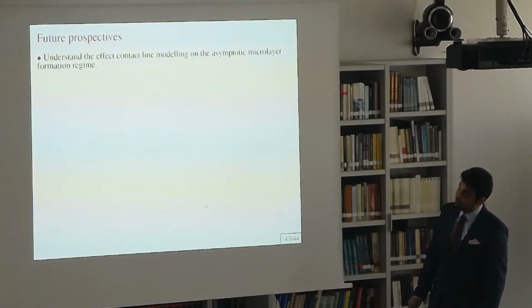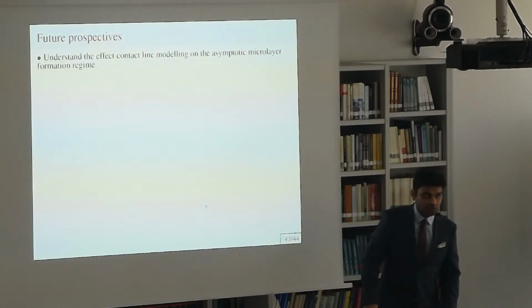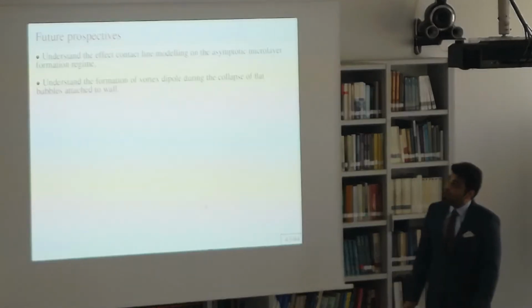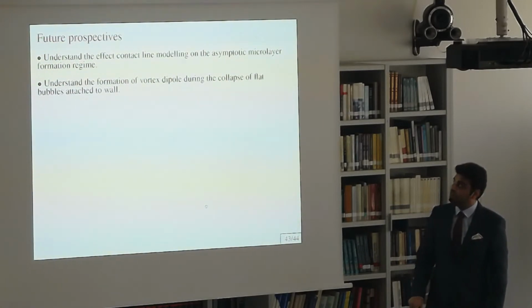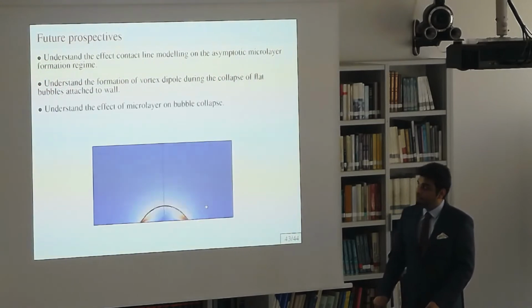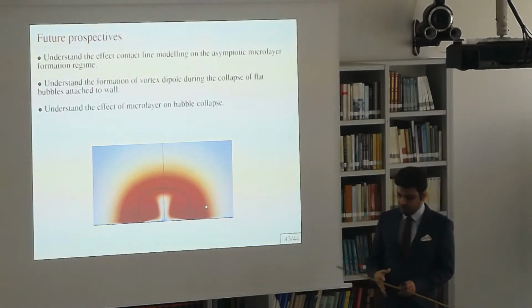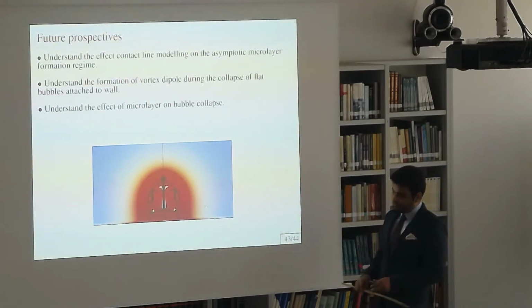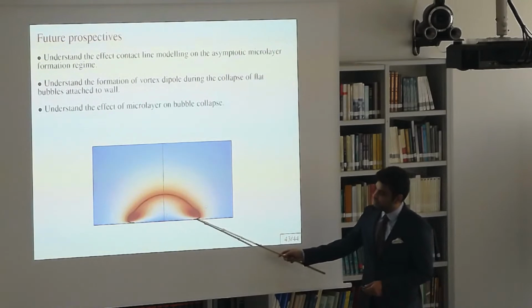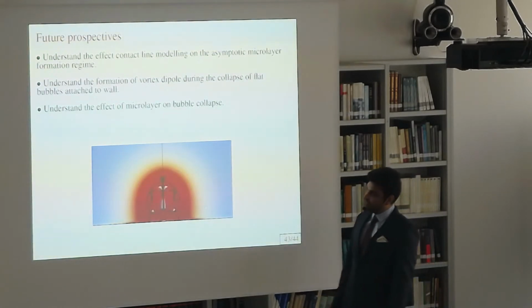For the future perspective from the current work, we can try to understand the effect of contact line modeling on the asymptotic growth that I showed you. We can try to look more into the details of the vortex ring that is formed during the collapse of bubbles attached to a wall. We can also try to understand, because until now in this presentation I've shown you results where the nucleation is decoupled from the collapse, the bubbles which nucleate, form a microlayer and then collapse, which can lead to very different kinds of dynamics and very funny looking shapes.